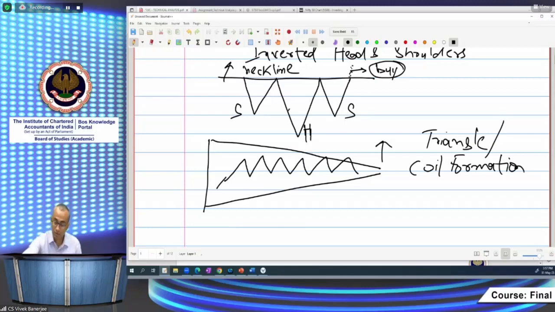So what is the decision in case a coil formation triangle forms? अगर कोई coil formation triangle बनता है तो technical analyst क्या करेगा? इन पर्टिकुलर सिचुएशन में कुछ नहीं करेगा, बिकॉज ये कंफ्यूजन क्रिएट करता है. आपको इससे कुछ पता लग रहा है कि बाय करना चाहिए या सेल करना चाहिए? कुछ नहीं पता लग रहा है. So the recommendation of the technical analyst in this situation is to hold back and wait, giving a chance to the market to show some trends.